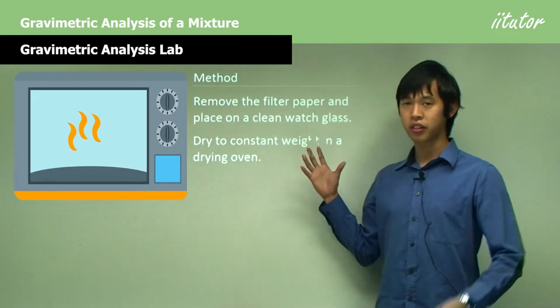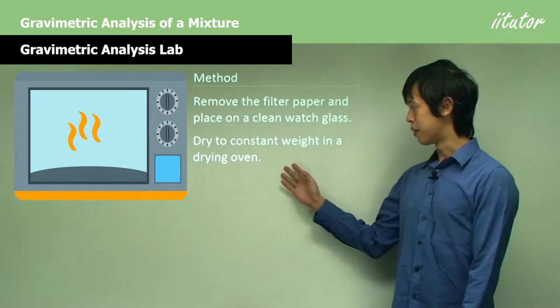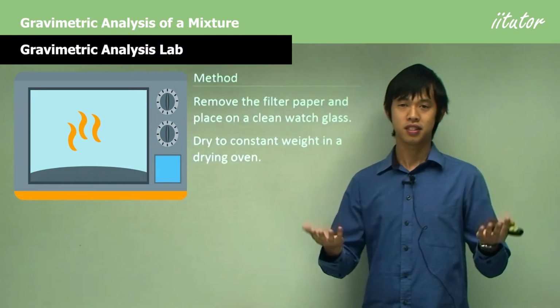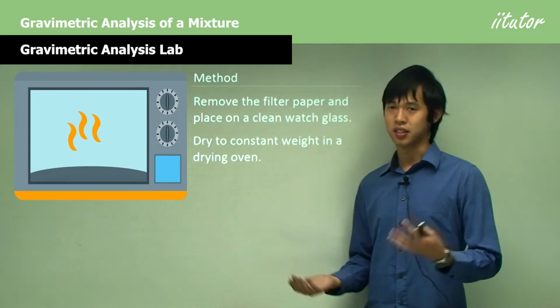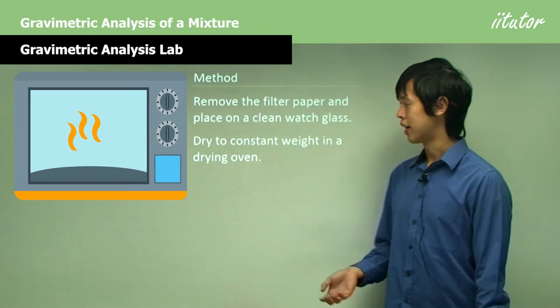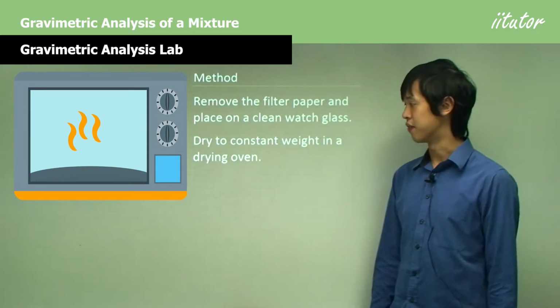And then we put the whole thing, the evaporating basin, the watch glass, the filter paper, all into a drying oven. It's similar to your home oven, except we just don't turn it up as high. It'll be maybe 60 to 80 degrees in temperature, and all that does is evaporate the water. Nothing really special about it.